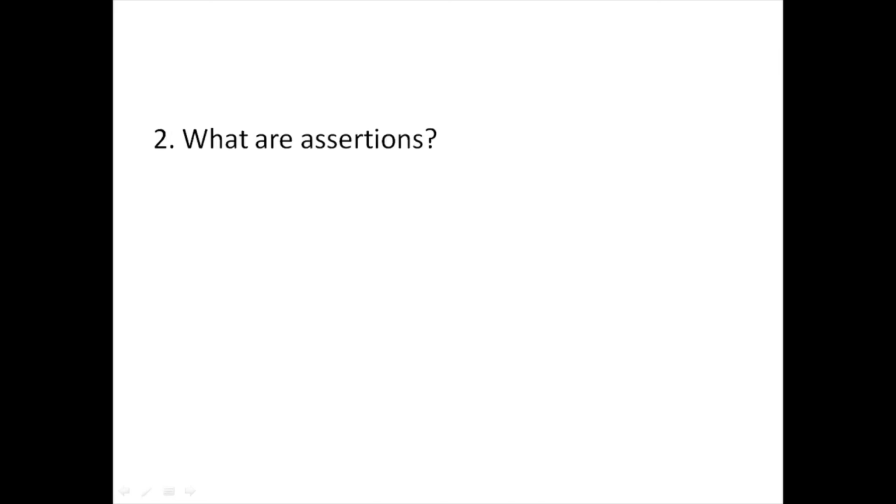The next question is about what the assertions are, or what types of assertions are present in TestNG. So there are different types of assertions present, like assertEquals, assertNotEquals, assertNull, assertNotNull. Likewise, you can tell your answer.